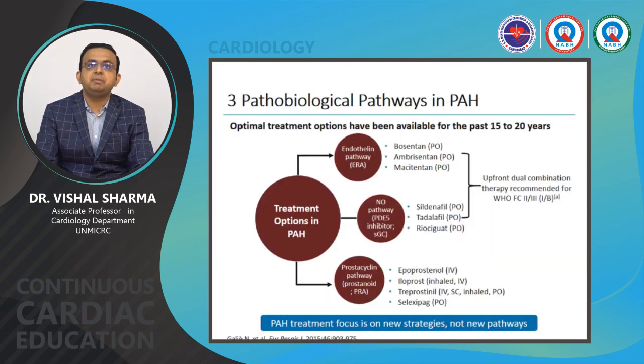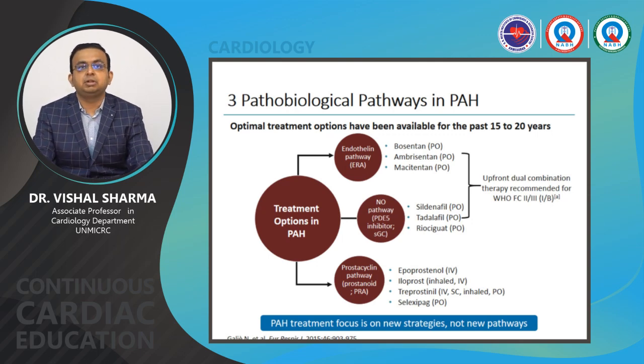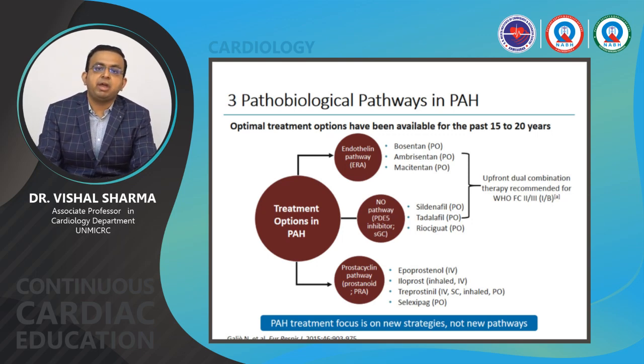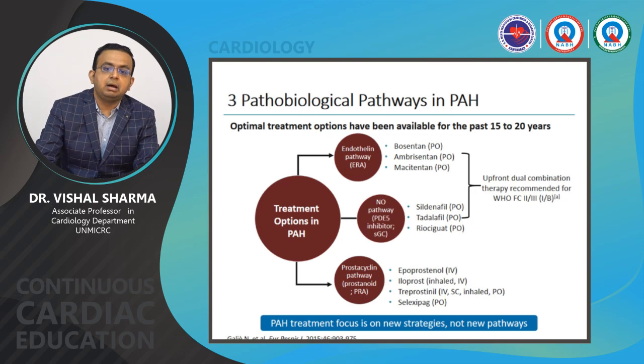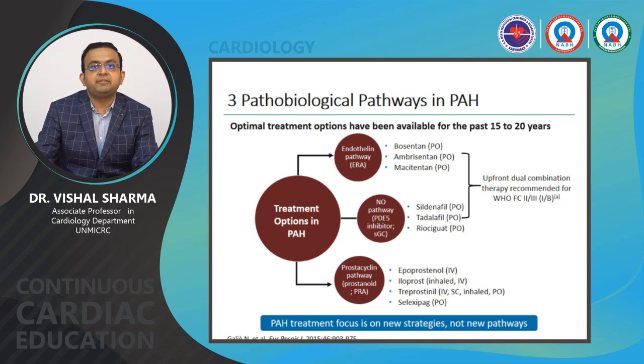So as we discussed, there are 3 pathways. As of now, we have 3 major groups of drugs. The drugs acting on the endothelin receptors, like bosentan, ambrisentan, macitentan, which are given orally. Then we have drugs which affect the nitric oxide pathway, which includes sildenafil, tadalafil, and riociguat. Riociguat is a soluble guanylate cyclase stimulator, while sildenafil and tadalafil inhibit the phosphodiesterase enzyme.